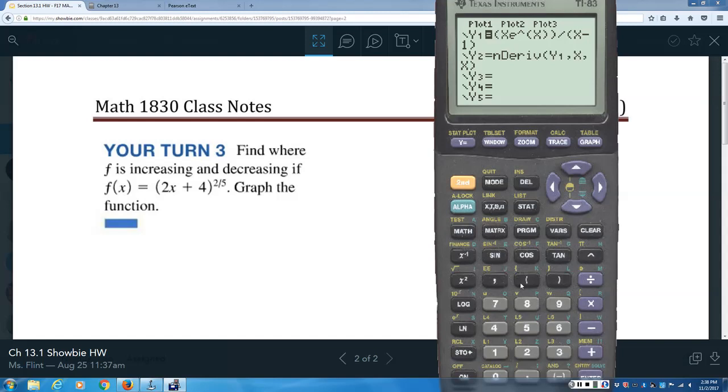And the function is 2x plus 4 raised to the power, and the power is a fraction, 2/5. Now, eventually we'll look at the derivative, but I'm going to leave it turned off right now. First I'm just going to zoom 6 just to get an idea of what it does.